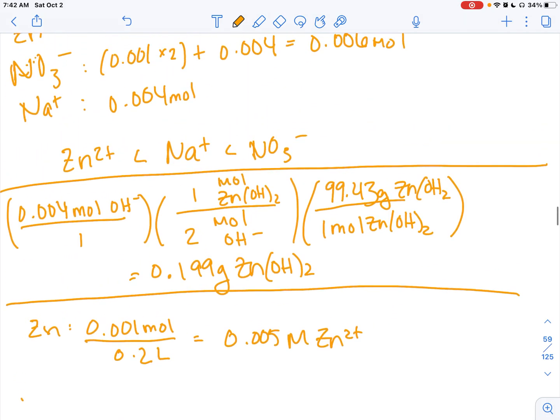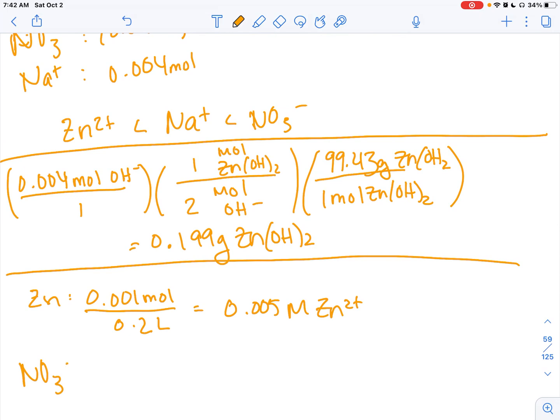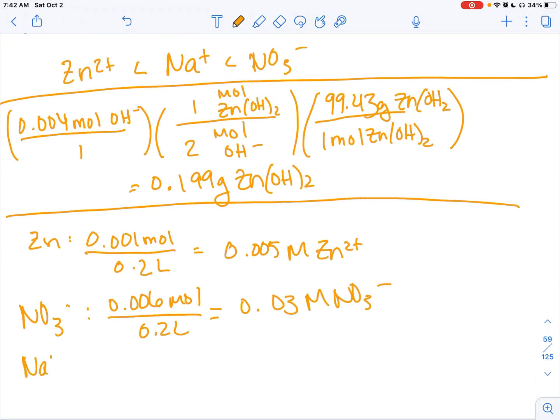And then what was our next one? NO3 minus. We take our 0.006 moles, divide by 0.2. And the last one, our Na plus. Oops, 4. So those are our concentrations.